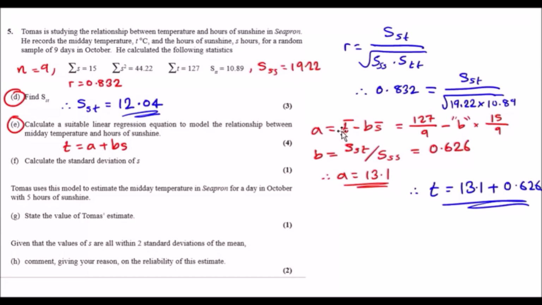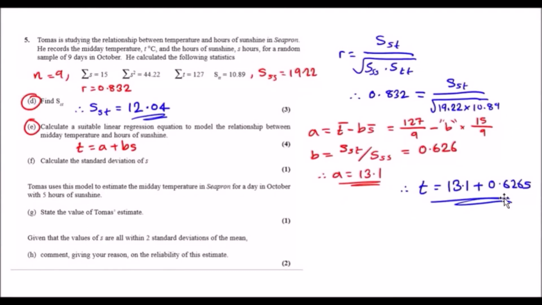T bar and S bar is just the mean of T. So the mean of T is the sum of T over N, which is here, and S bar is the sum of S over N, which is there. And then you just use it with your B value from here, and you should get A equals 13.1. And then plug into your equation. Try to keep the 3 significant figures, yeah? Oh, this is coming off the page, isn't it? Alright, so let me just go back a bit. Yeah, so that's how it should look like.